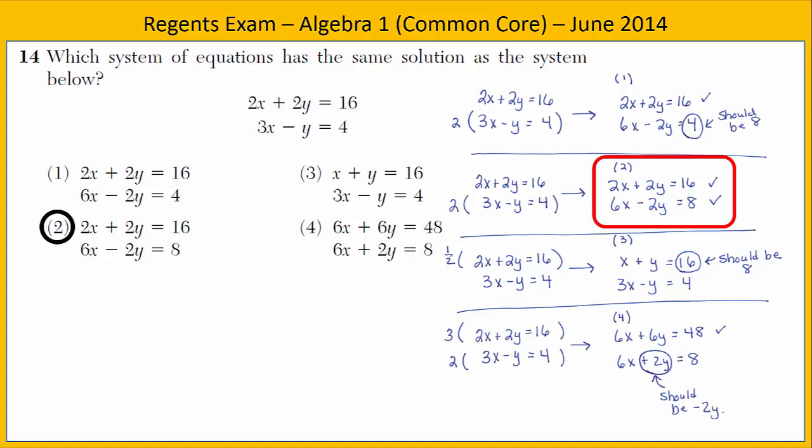And I look in choice 4, and I notice that it looks like they multiplied the top equation by 3, the bottom equation by 2. However, it should have been 6x minus 2y equals 8 in the second equation, and so they're not equivalent. They don't have the same solution. That means choice 2 is the correct answer. It has the same solution as the original system of equations did.